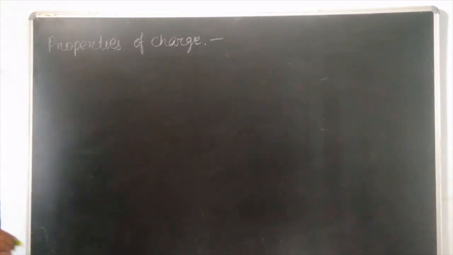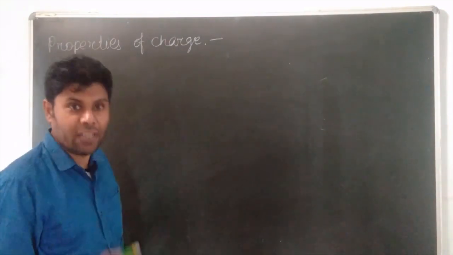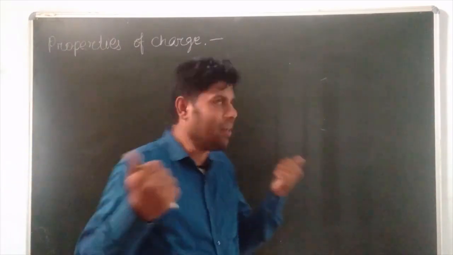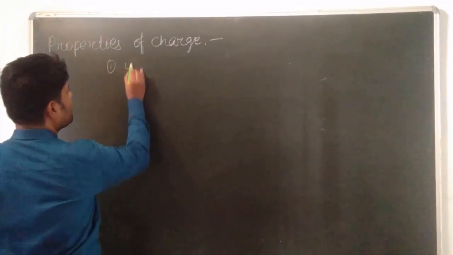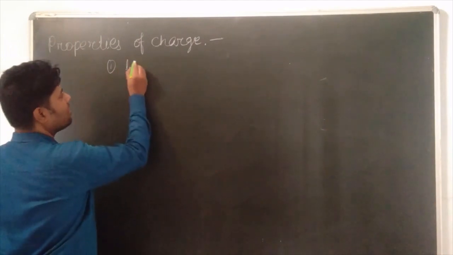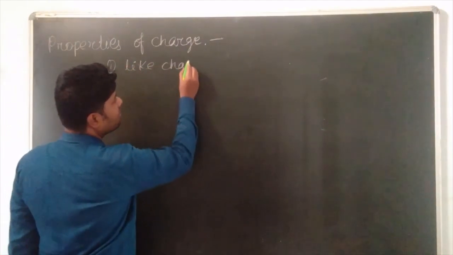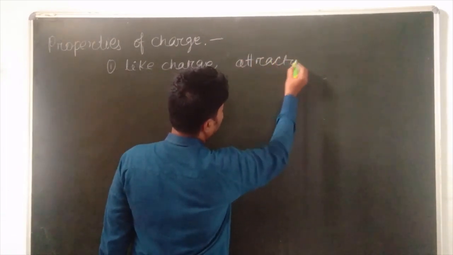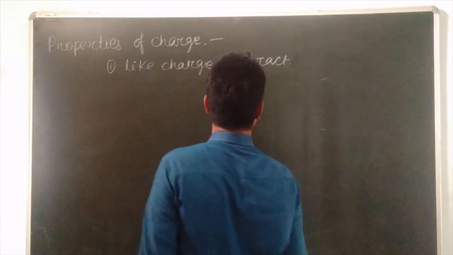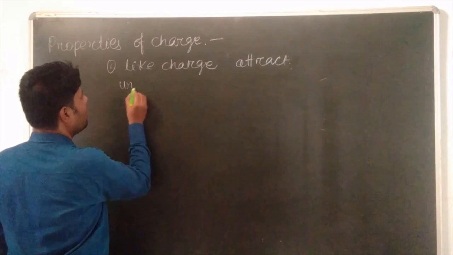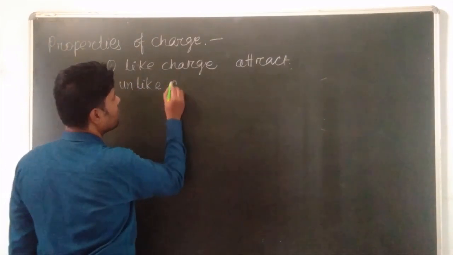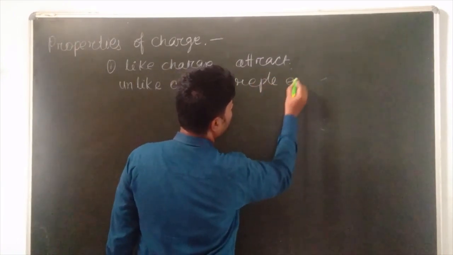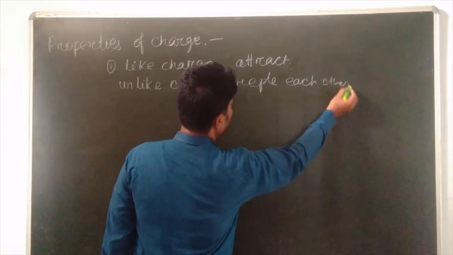We are discussing that if two similar charges are there, they will repel each other. If two dissimilar charges are there, they will attract each other. And similar charges repel each other. So the first property is: unlike charges attract, meaning they produce a force of attraction, and like charges repel each other.